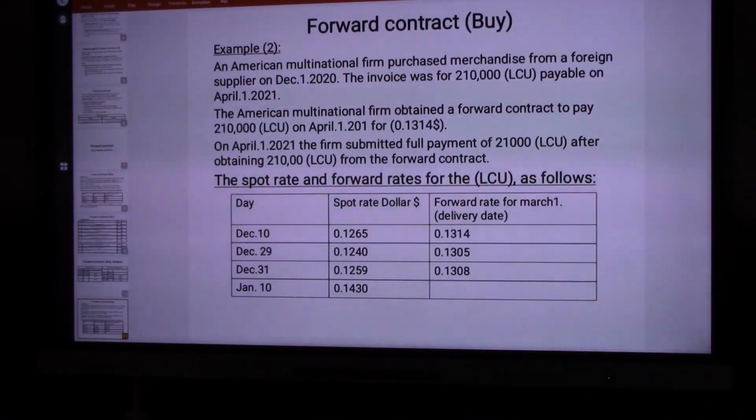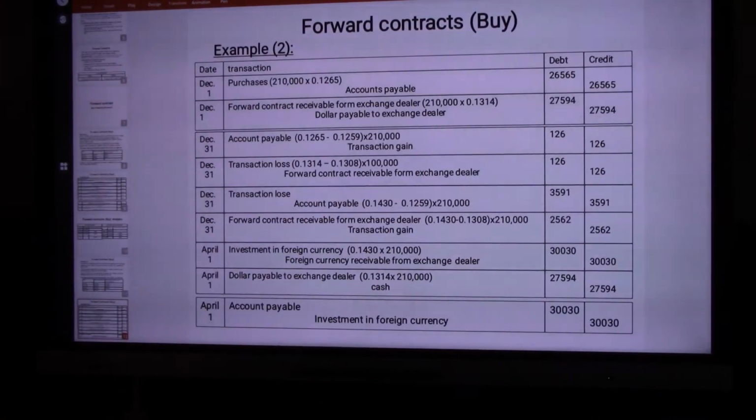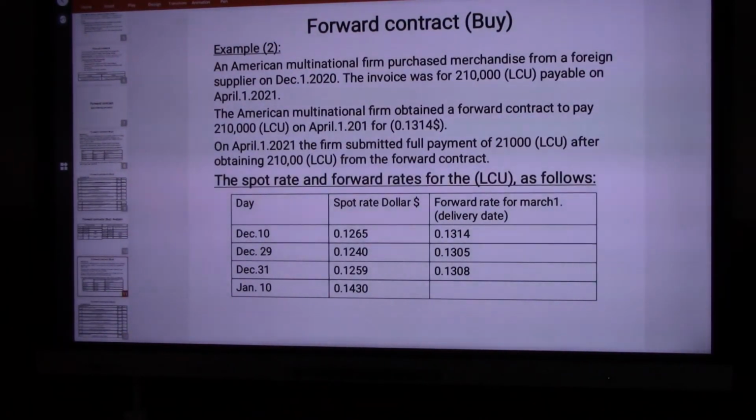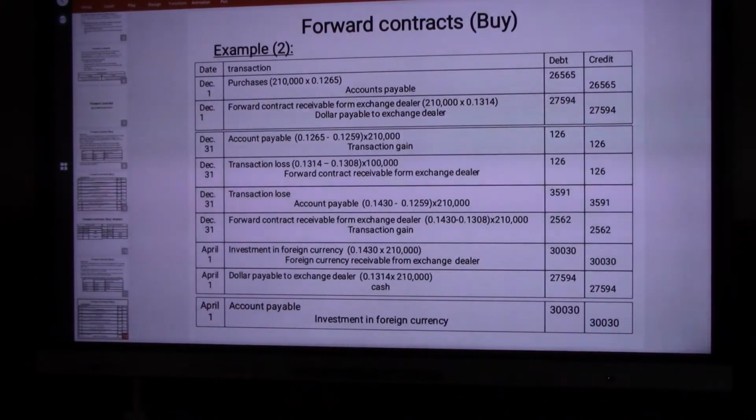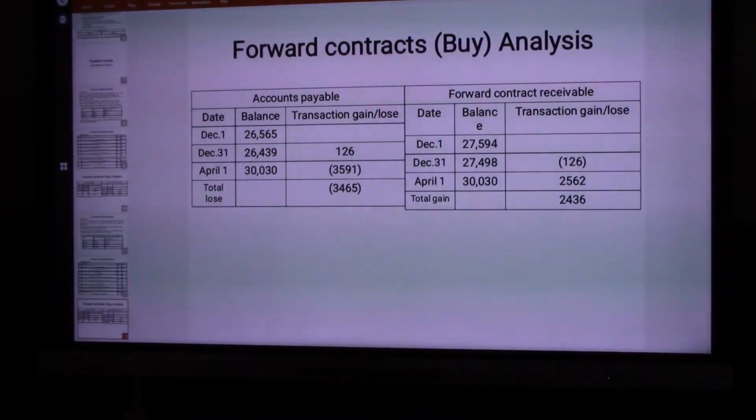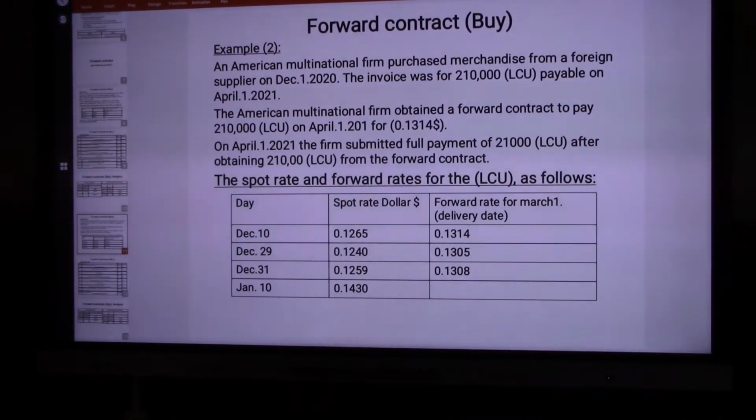نفس الكلام. First your transaction with recording the purchase process and recording the forward contract. From purchases to accounts payable, 210,000 will be multiplied by the rate recorded on December 10. And for the same date, I will make the forward contract. We are talking about buying, so the firm will enter in a forward contract to receive the forward contract receivable. Forward contract receivable from exchange dealer to dollar payable to exchange dealer. المبلغ كام؟ المبلغ الريت اللي هو متسجل عندنا، والريت ده will be locked till the payment date. ده اللي انا هدفع بيه للديلر.